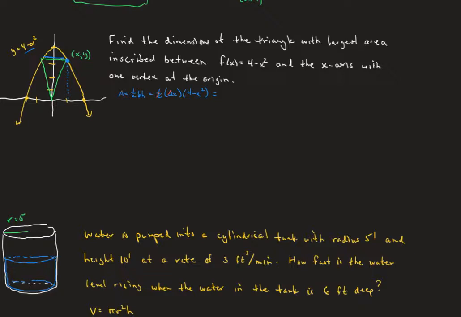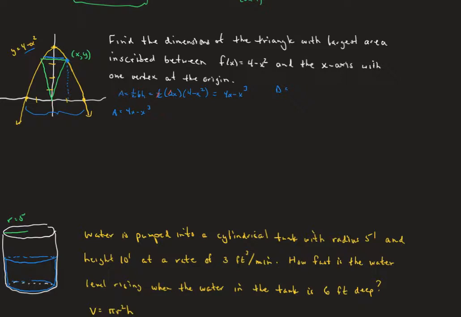We can go on and distribute that x, so that'll be 4x minus x cubed. So our area is 4x minus x cubed. Let's see if we can restrict our domain a little bit here and make our life easier. Now we could say that x has to be between -2 and 2.